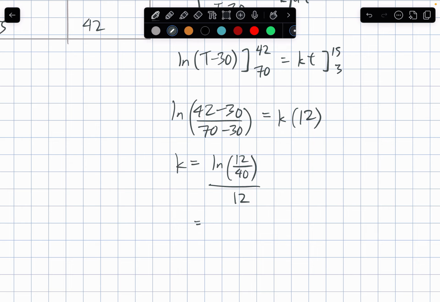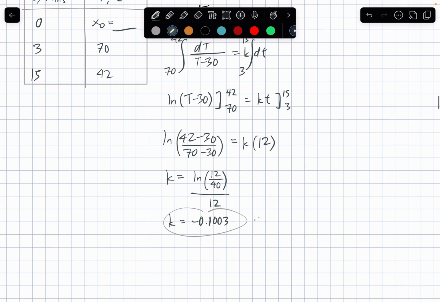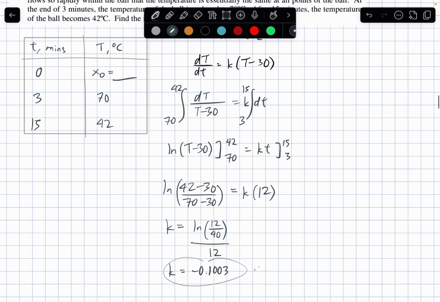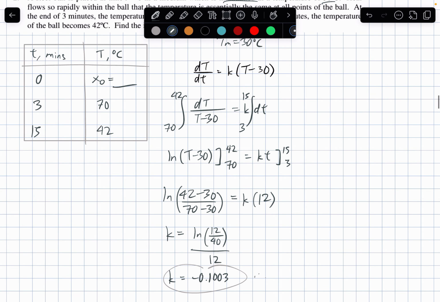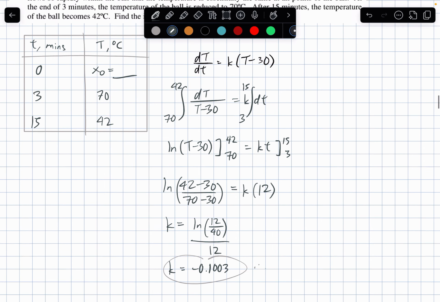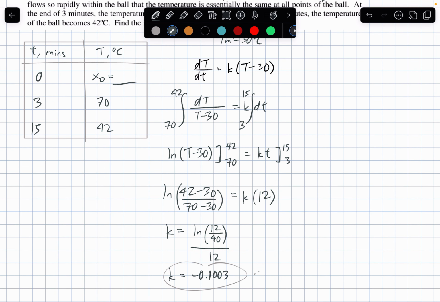Solve. 42 minus 12, ln 12 over 40, divided by 12. Okay, 0.1003. This is our k value. Looks weird, no? But that's usually what you expect for a k value. Now, let's replace in our new equation. We now know the k value. 0.1003 times quantity T minus 30.